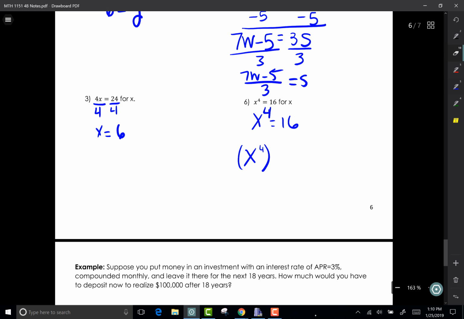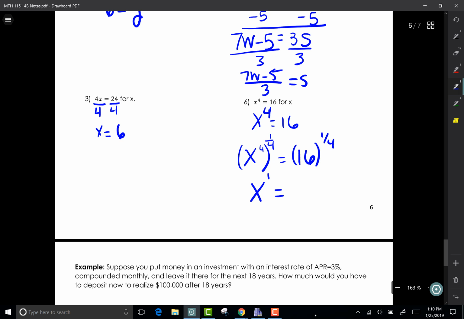So what I'm going to do is I'm going to multiply that exponent of 4 by the reciprocal. So I'm going to raise it to the power of 1/4. But whatever I do to one side, I have to do to the other side. So I'm going to take 16 and raise it to the power of 1/4. So now when I use the power rule, I have 4 to the power of 1/4, x to the 4th raised to the 1/4. That means I multiply 4 times 1/4. That gives me x to the 1st.